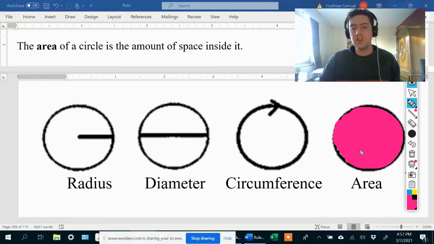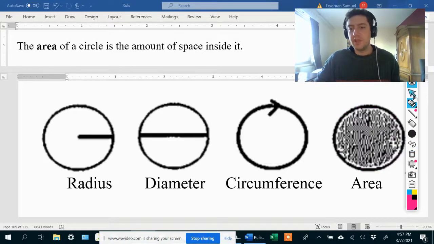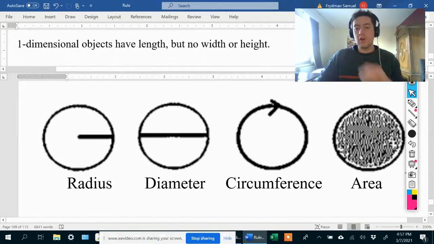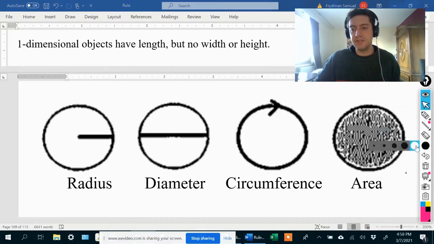But for right now, just know that the area of a circle, just like the area of a rectangle or a triangle or anything else, just refers to the amount of space that's inside that circle. All right, so next up, I want to move on to talking about if the radius is one-dimensional, two-dimensional, three-dimensional. And before I do that, let's talk about what I mean by dimensionality.